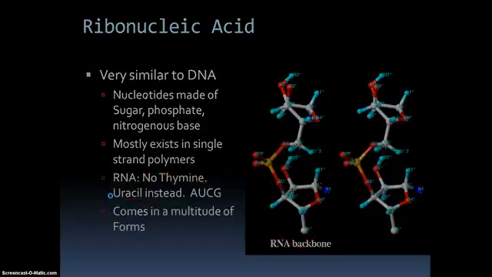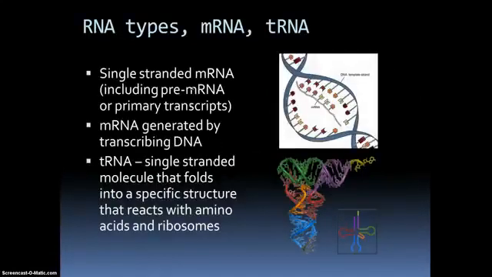Now, RNA, with all of these awesome and amazing traits that we've been talking about so far, comes in a multitude of forms. First thing we're going to talk about is what's known as mRNA or messenger RNA. And this will make more sense later on, but it also includes pre-messenger RNA or primary transcripts.